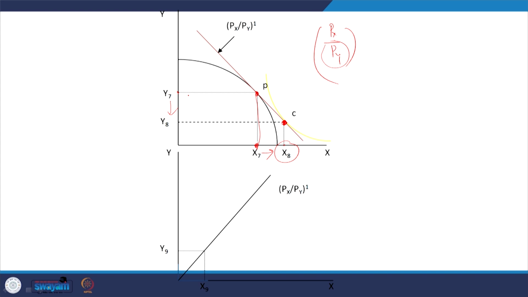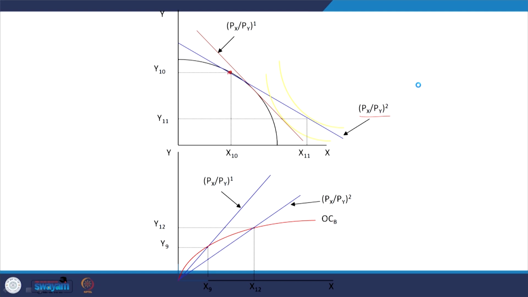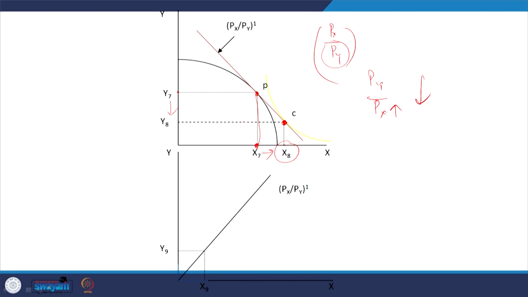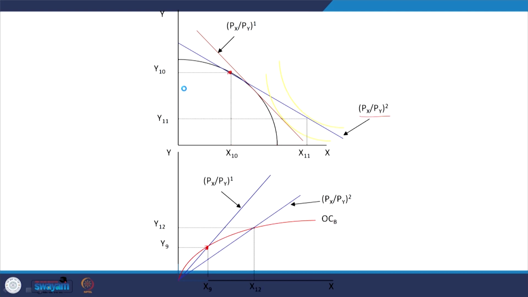Why? Because for country 2, the terms of trade is Py by Px. Since Px increases, this as a whole falls. So, this is what is explained here. Now, initially at this level they have a certain consumption and their domestic production stands at this point x7. Here we are saying let this be represented with this.